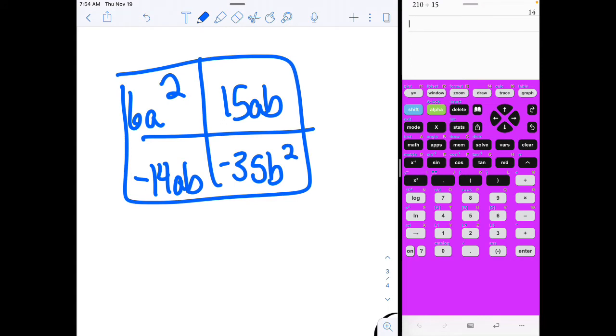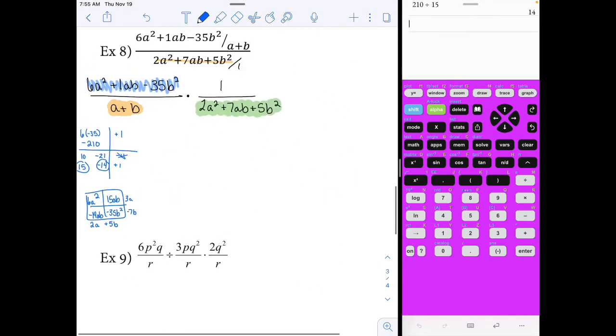Okay, so GCF here is 2 and an a. GCF here is a positive 5 and a b. GCF going left to right is a 3 with an A and a negative 7 with a B. Again, factoring skills have to be spot on.